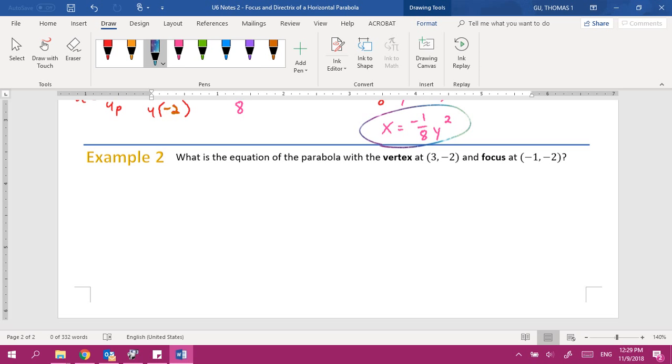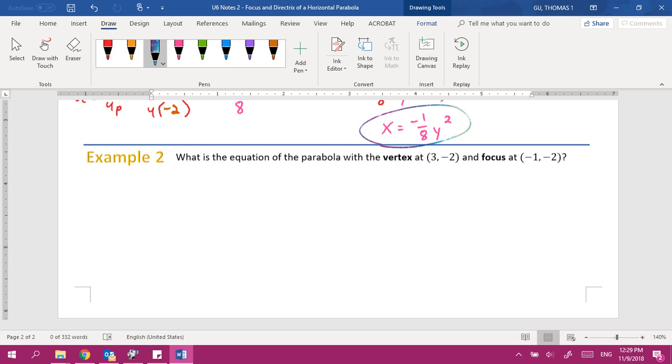You think it's vertical? How can you tell with the vertex and the focus? What's the relationship between the vertex and the focus? They both have a -2, and the y's are equal. Right? So both the y's are -2.